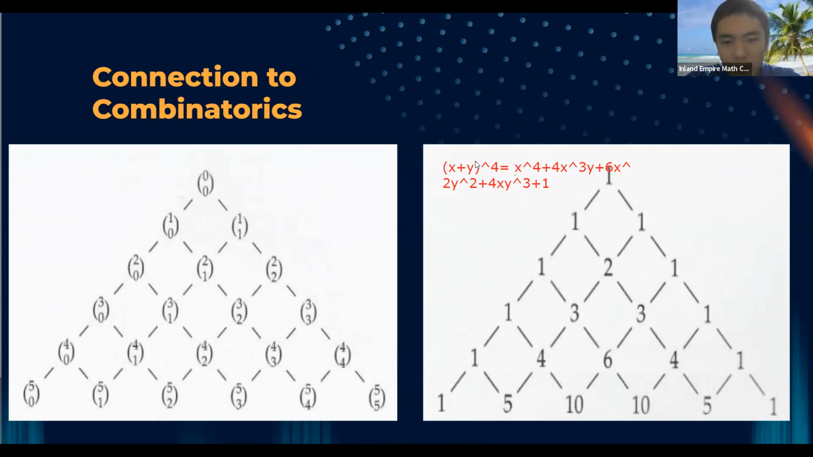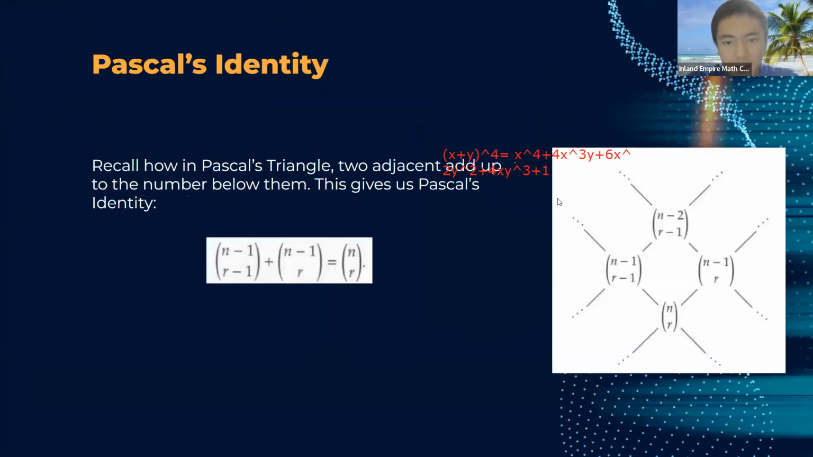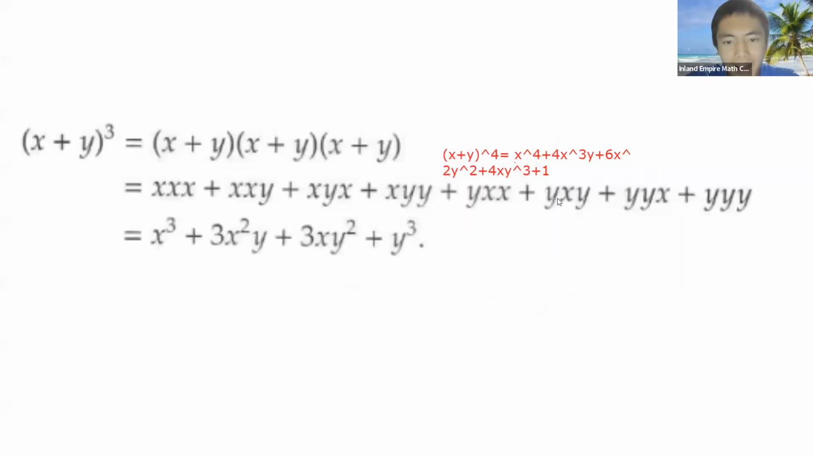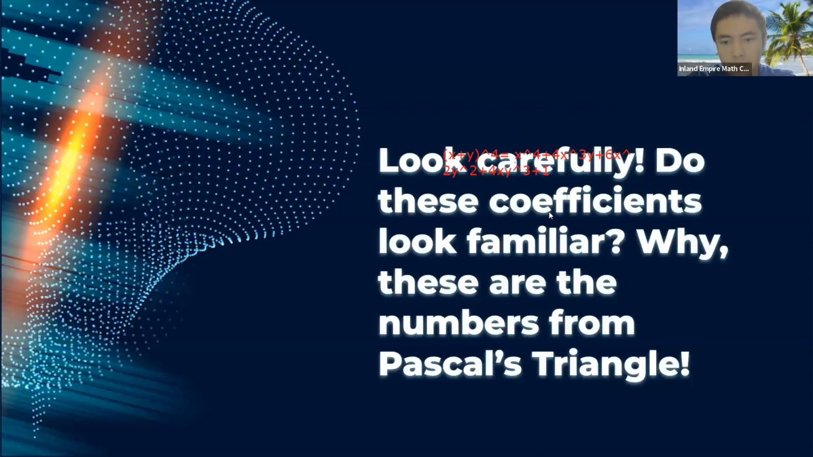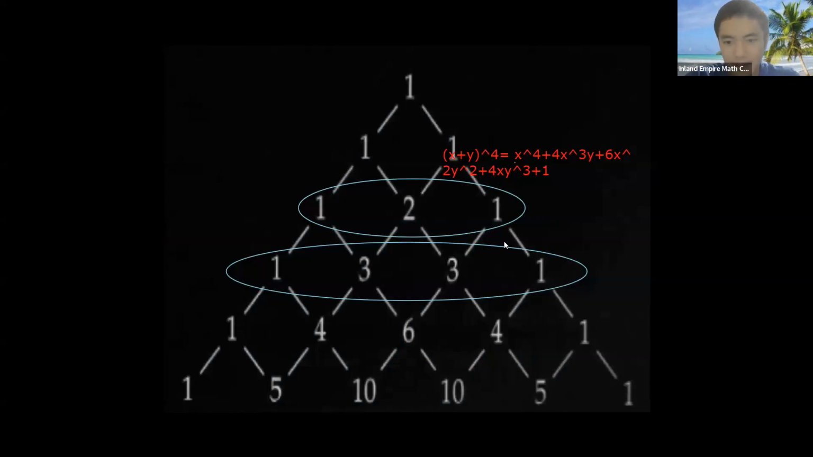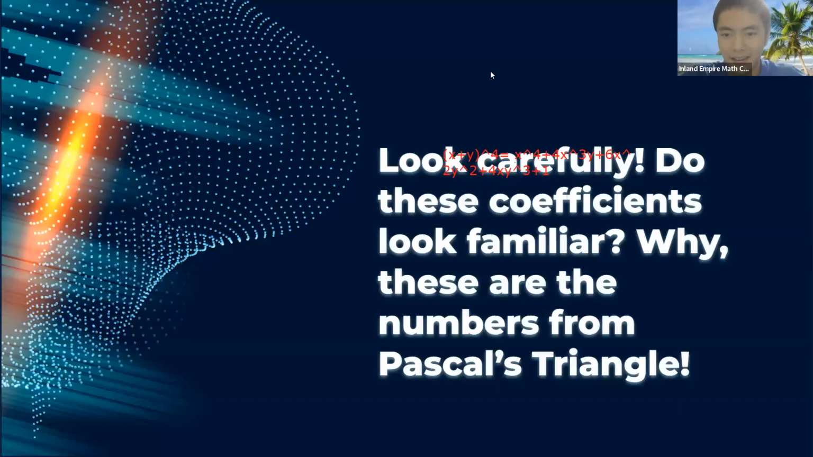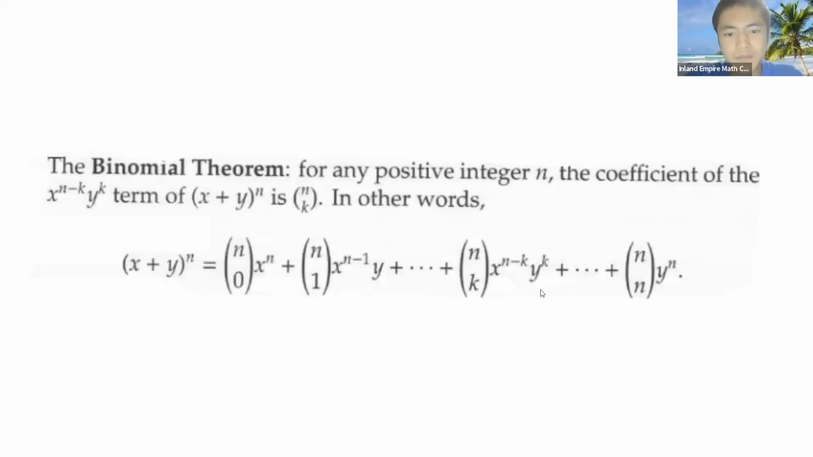Okay, so Charlotte wonders why this works. So now we're going to figure that out. Why does this work? And indeed, this is what we just did. Look carefully, are these coefficients familiar? They are familiar because they are from Pascal's triangle. 1, 2, 1, 1, 3, 3, 1.